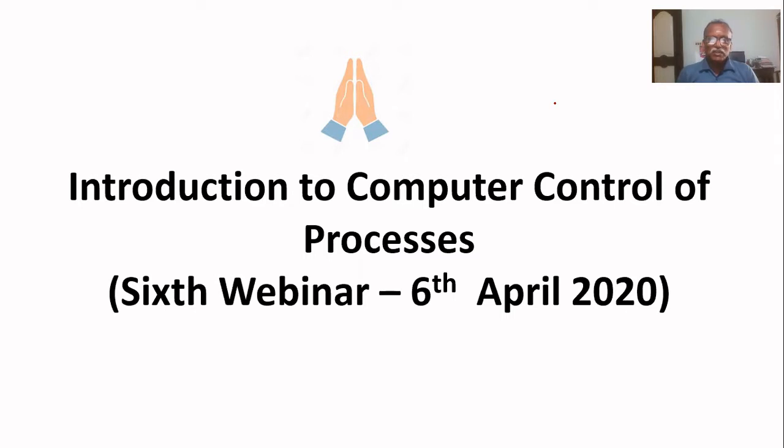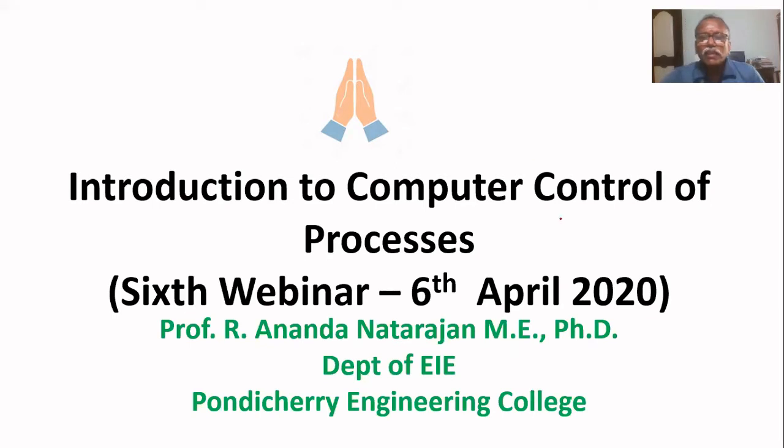Suppose you are using the same program in a microprocessor to control the loop, then it is also computer control of process. Or if you put all the program in a microcontroller as a PID controller, then also it is called computer control of process. So an embedded system that controls the loop is called computer control of process. Today we are going to see computer control of process. This belongs to your fourth unit.